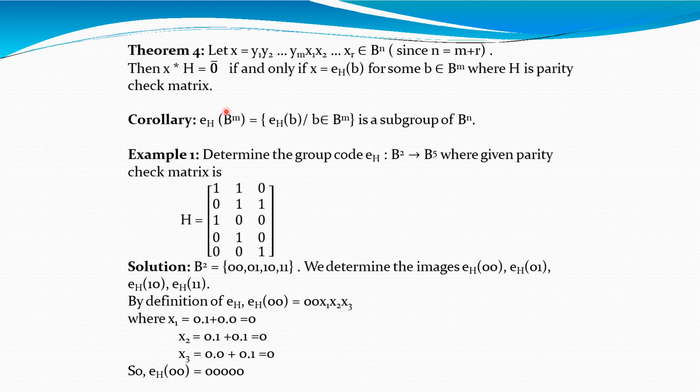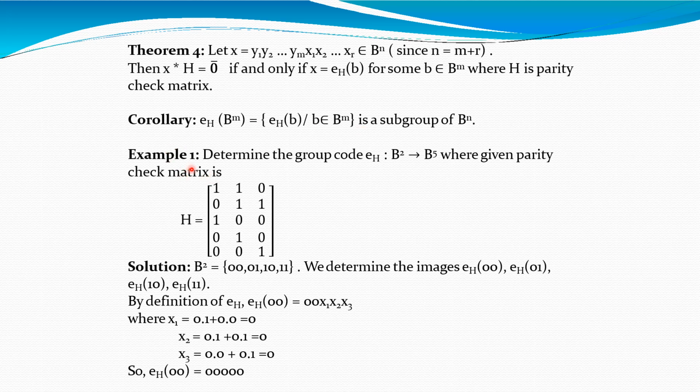Now its corollary is important. EH of Bm, that is the set of EH of b for b in Bm, is a subgroup of Bn. That means EH, which is the encoding function obtained by using that parity check matrix, is a group code because it is a subgroup of Bn.